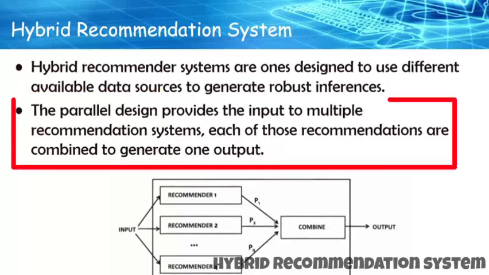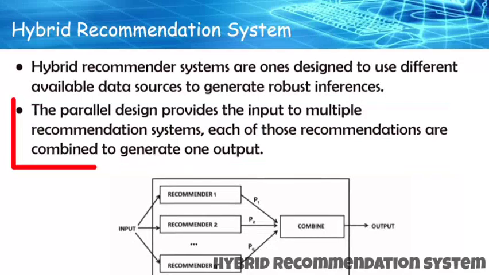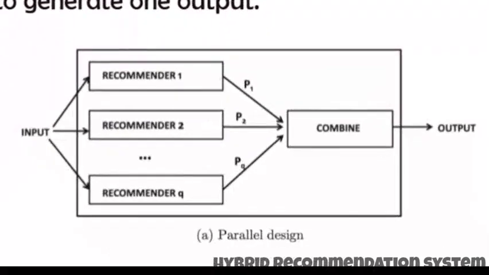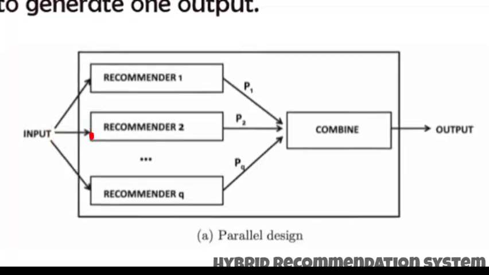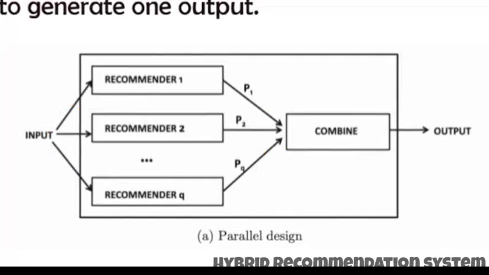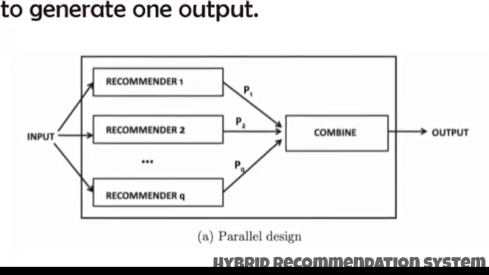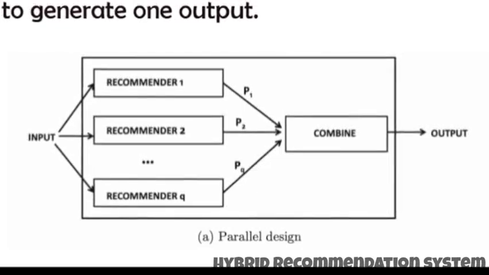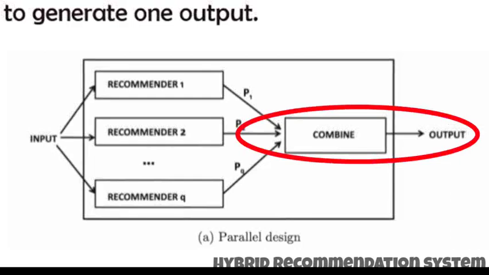The parallel designs provide the input to multiple recommenders, and each of those recommendations are combined to generate one output. You can see over here in the image, the input is given to different recommenders, and finally you will be generating a single recommendation by combining them. So multiple recommendations are done over here.